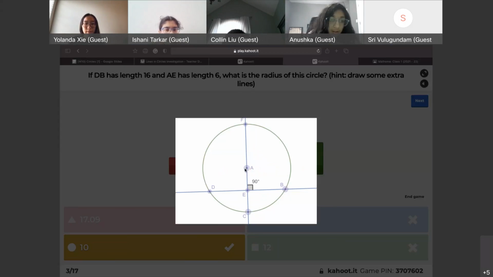The reason being, you can draw a line from A to D, and then that makes a triangle. The question tells you that AE is 6, and DB is 16, so DE will be 8. And this is going to be a right triangle, of course. So the hypotenuse will be 10. That's a horrible 10, sorry about that. And you can also see that that's the radius of the circle. That looks like a fat pea. It does. It's a horrible 10.